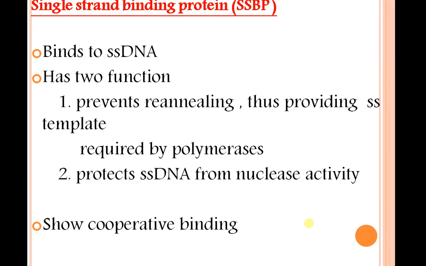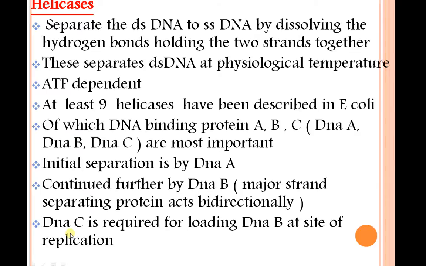First we'll see the functions of the single strand binding proteins. They bind the single strands and have two functions: preventing reannealing, and providing the strands as templates for polymerase, protecting the DNA from nuclease activity. They show cooperative binding. Helicase separates the double stranded DNA, which is the unwinding function.